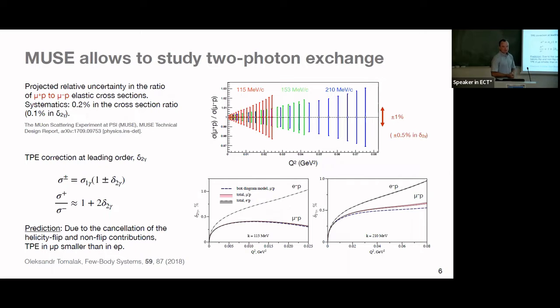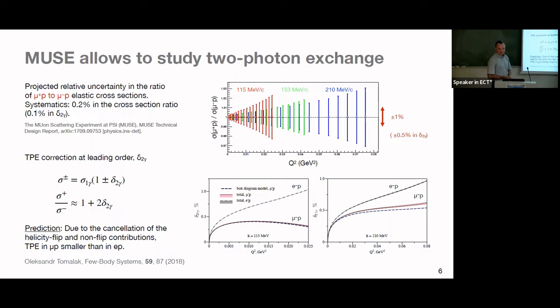I don't want to go into details. It's a topic of Ron's talk, just following this one. But I mentioned earlier the two charges in the MUSE experiment allow us to study the two photon exchange effects. There, the systematic uncertainties will be rather small because a lot of experimental uncertainties do cancel in that ratio. And we are, in this case, statistics limited.